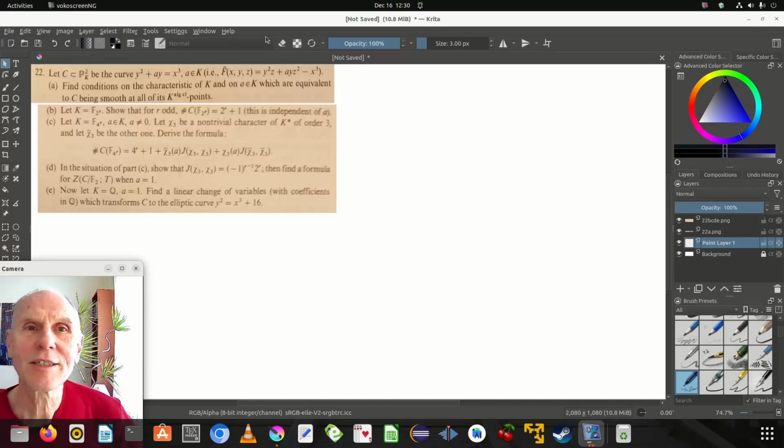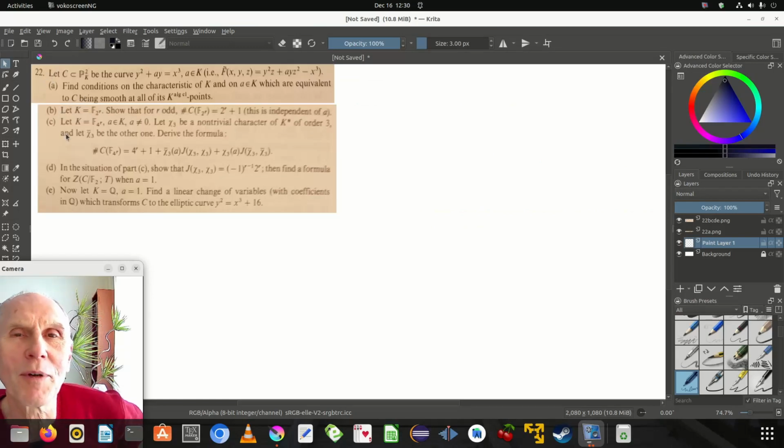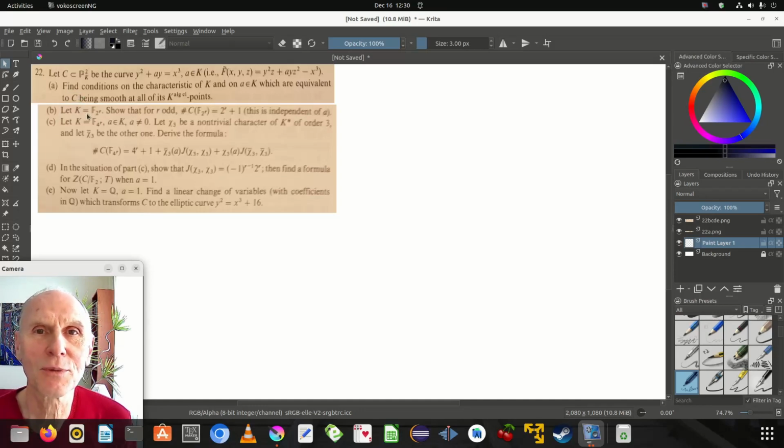Hello again, December 16th, problem 22. Having misread a problem in problem 20, namely question 20e, I am being very careful reading the problem now.